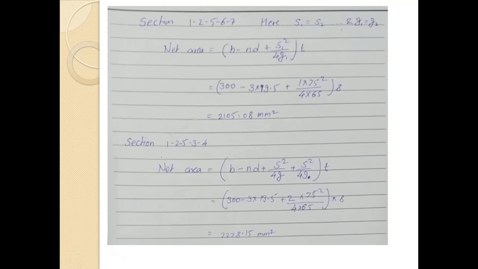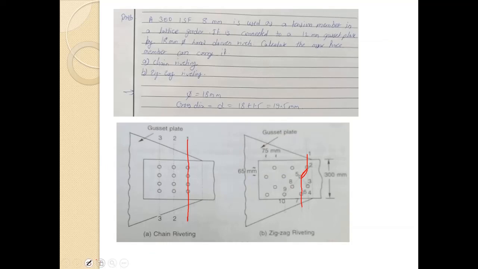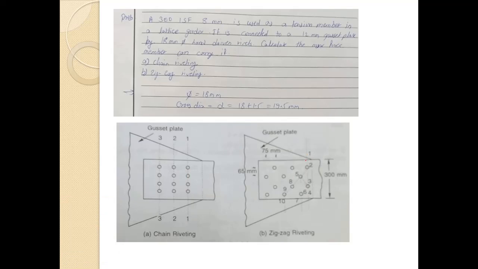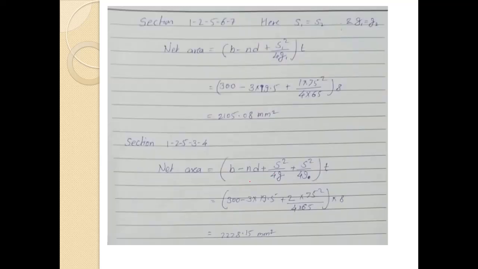Now moving towards the next section, 1, 2, 5, 3, 4. Where is this 1, 2, 5, 3, 4? Let me erase this. 1, 2, 5, 3 and 4. So here we are having two diagonal sections. Remember, two diagonal sections and three rivet holes. So net area, B minus ND, S square divided by 4G, and again S square divided by 4G into D.